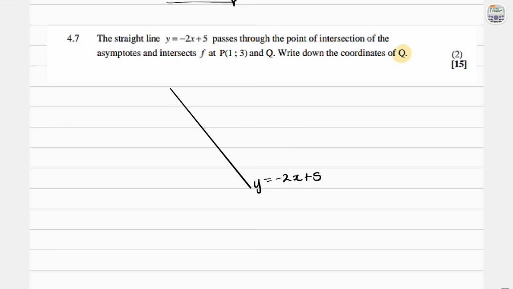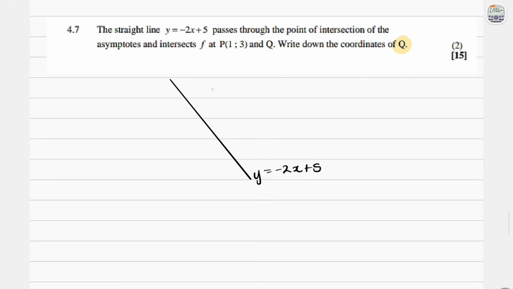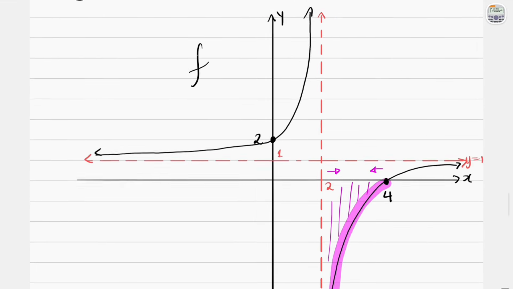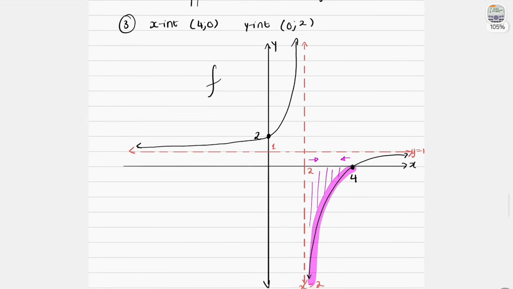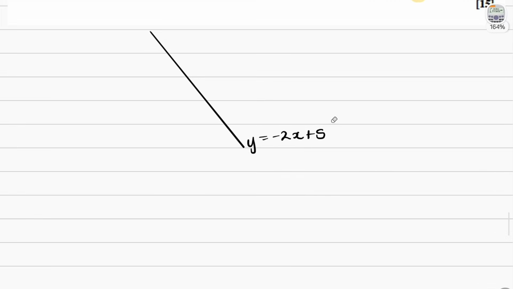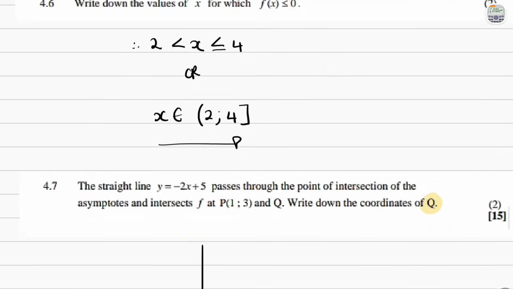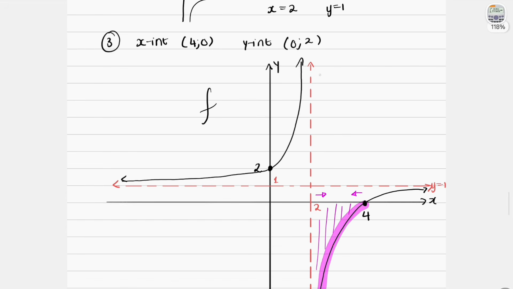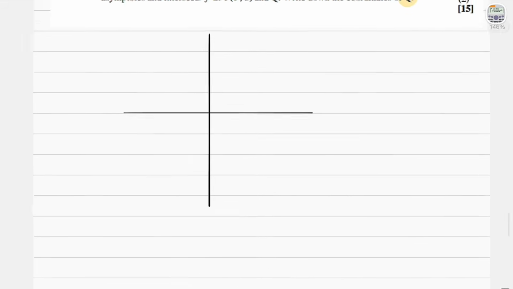Now this line passes through the point of intersection of the asymptotes. Okay, so the asymptotes, remember where they were. I don't want to actually take this whole graph, we can't just put down the hyperbola quickly. Let's just put that down. Okay, so the hyperbola, remember it has a vertical and a horizontal asymptote. So that's x equals 2 and y equals 1.